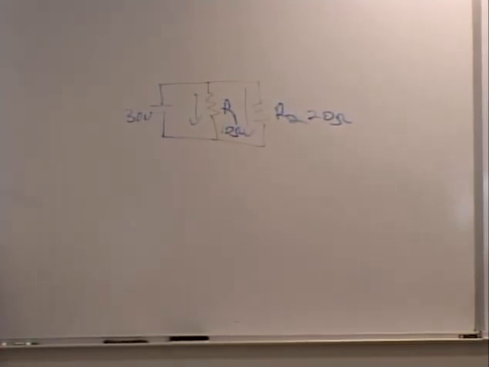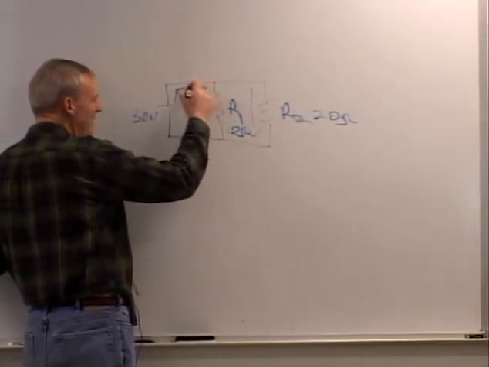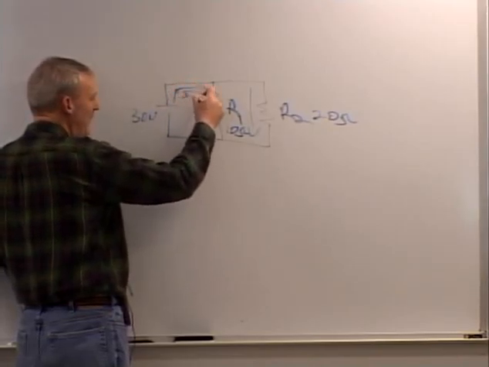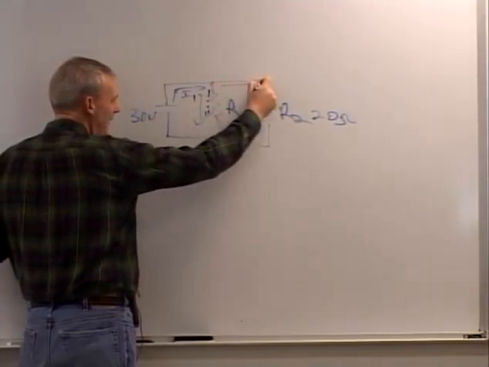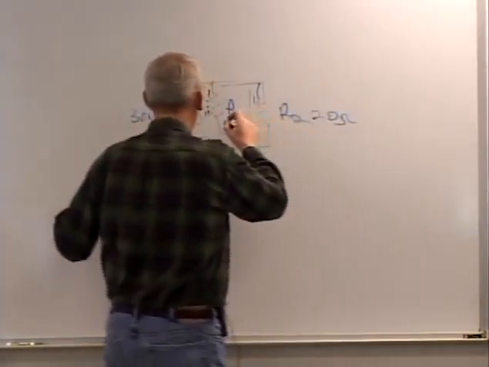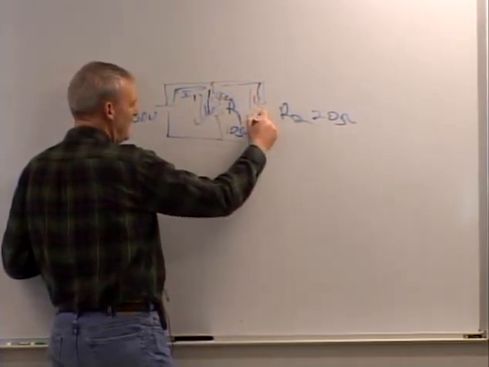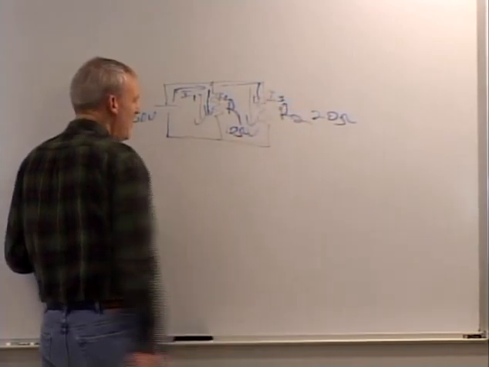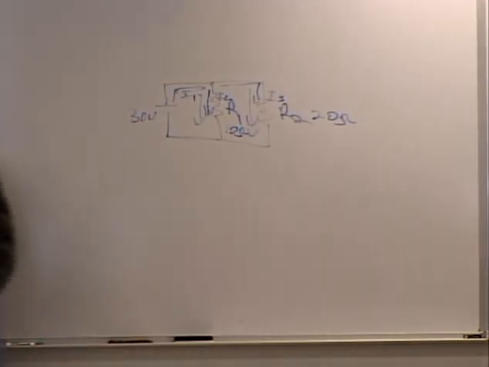But anyway, a current comes bopping out of here. This is I1. Now when it gets here, some of it's going to go down this way, and then due to the conservation of charge, some of it's going to go down this way. So I'm going to get an I2 coming down here, and an I3 coming down here. Which one's going to be greater, the I1 or the I2 or the I3?